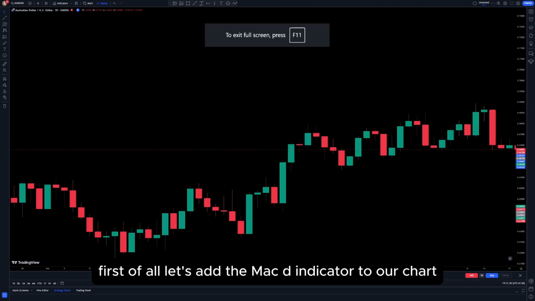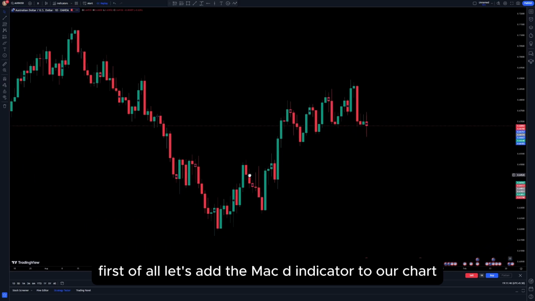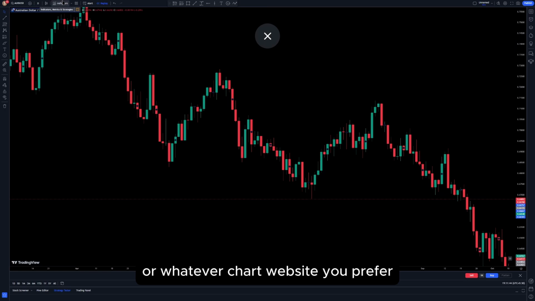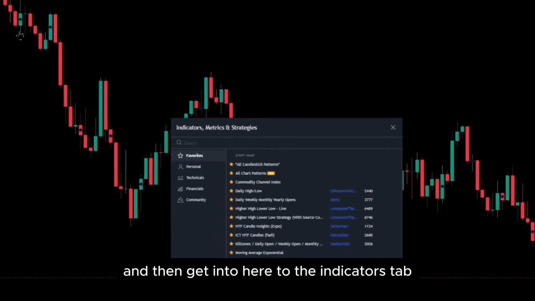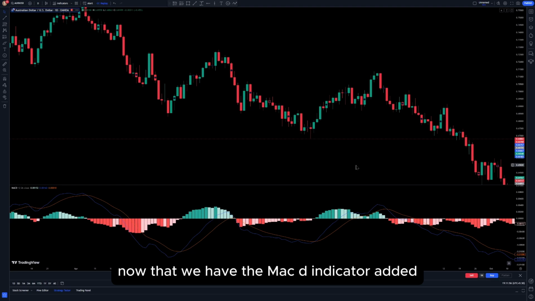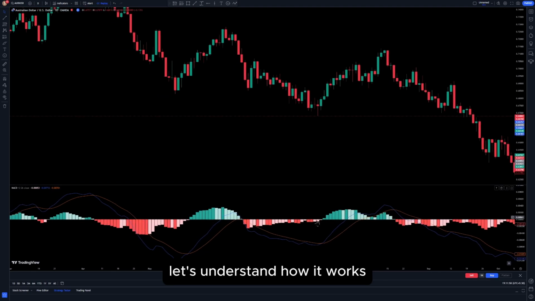First of all, let's add the MACD indicator to our chart. To do so, you should go to TradingView or whatever chart website you prefer, and then get into the Indicators tab. Type in MACD and click this top one. Now that we have the MACD indicator added, let's understand how it works.